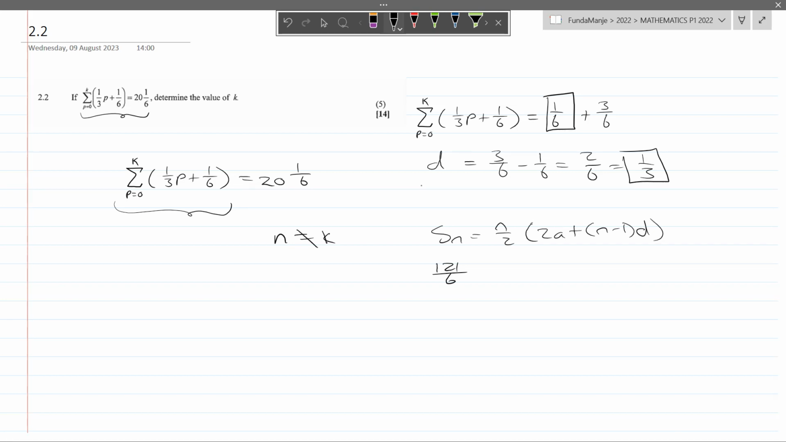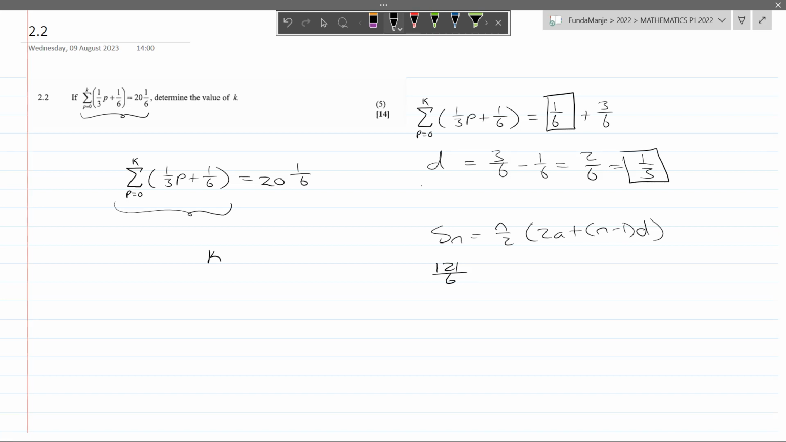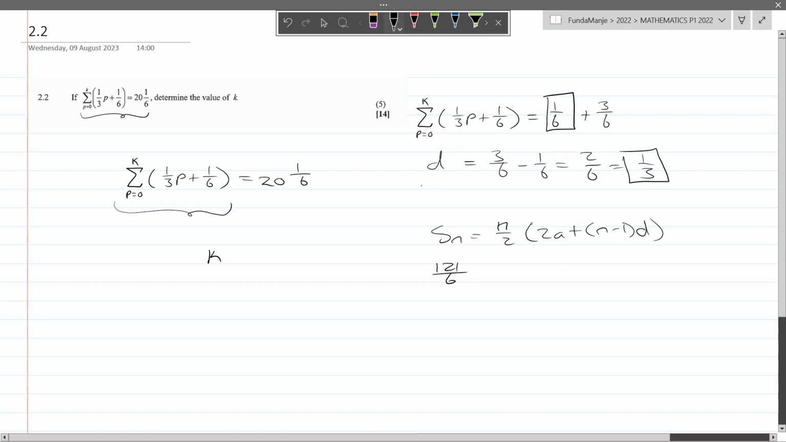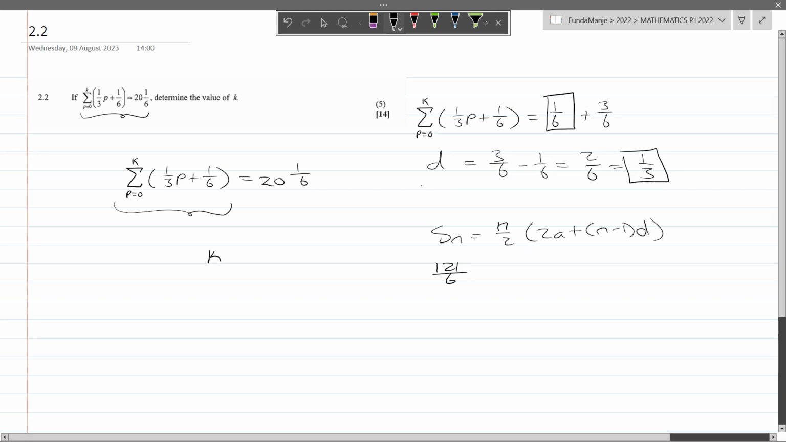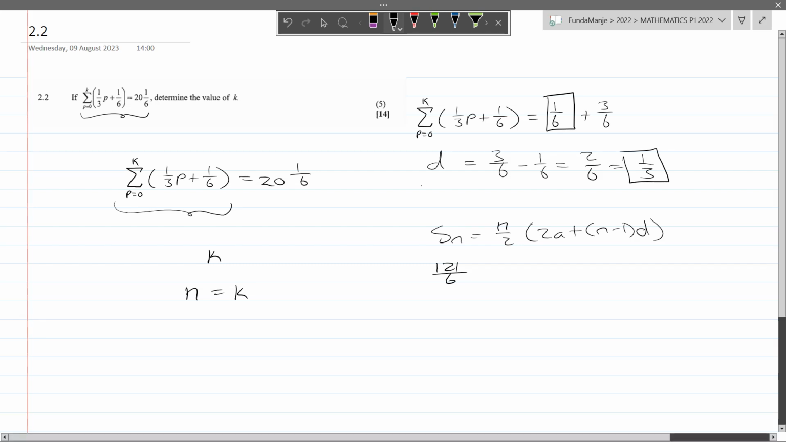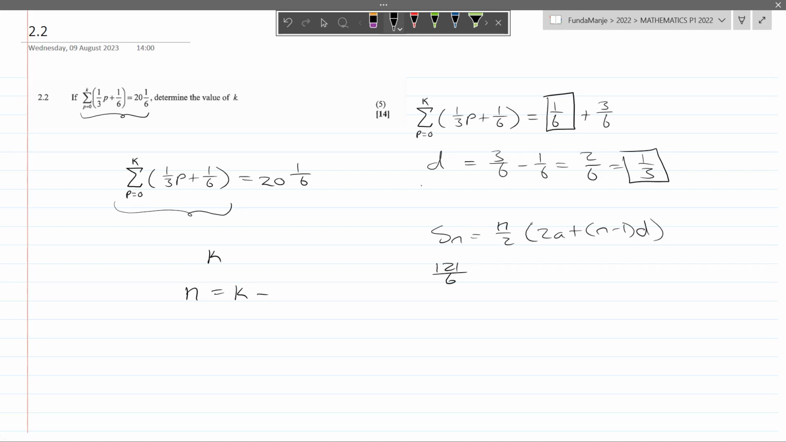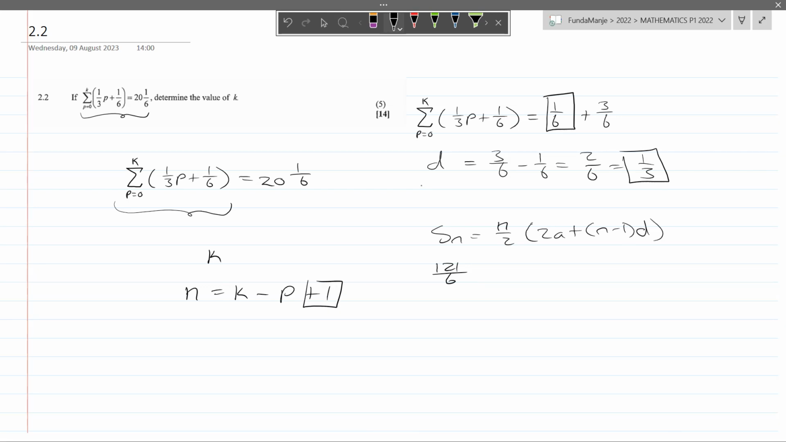looking for the value of k, and k is just an upper bound. P is the lower bound. N that we use in this formula represents the number of numbers. So if we're to write the relationship between the numbers we're actually adding, which is n, and say n is equal to the top number k minus the bottom number, which is 0, or p in this case, plus 1. And this plus 1 is really important.